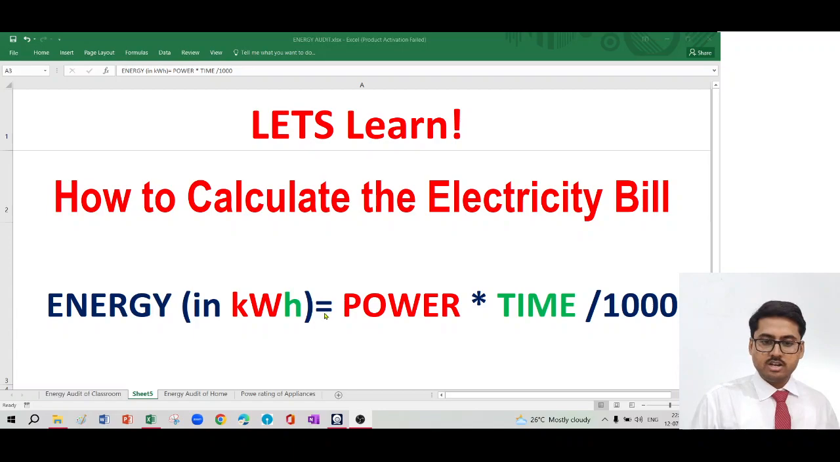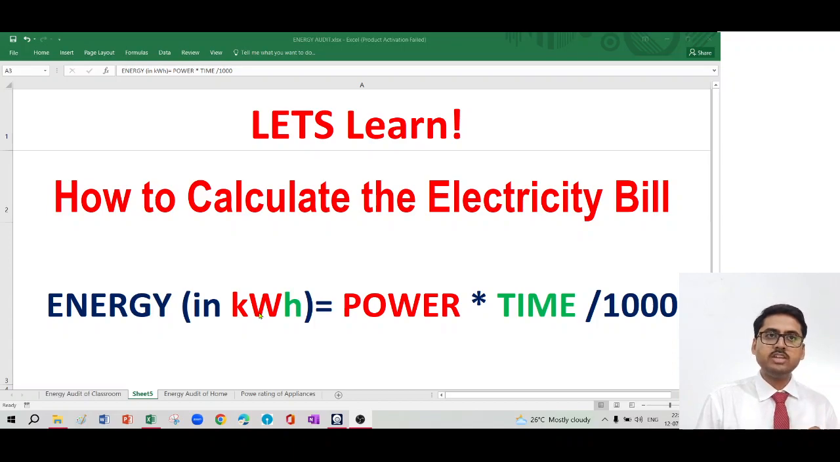Now one thing to consider is that we are calculating energy in kilowatt hour, which is the commercial unit. Energy, as you know in science, is expressed in joule. The SI unit is joule, but when we talk about electrical energy consumption, we calculate energy in kilowatt hour. So what does kilowatt stand for? It is actually the power of the appliance expressed in kilowatt, and hour is the unit for time.